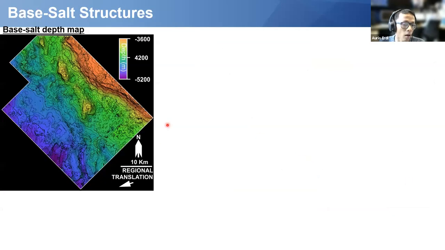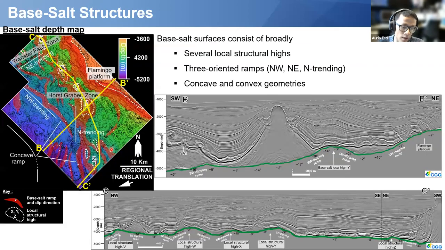And so this is our basalt relief map. This map shows that the basalt relief can be characterized by several local structural highs and tree-oriented ramps, which are illustrated by northeast and northwest trending ramps. Some of these ramps can be characterized by a convex geometry, such as in the northeast Fleming platform, while several oriented ramps can be extrapolated to form concave geometries.